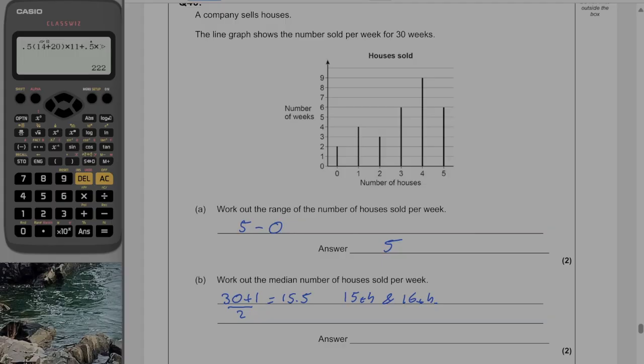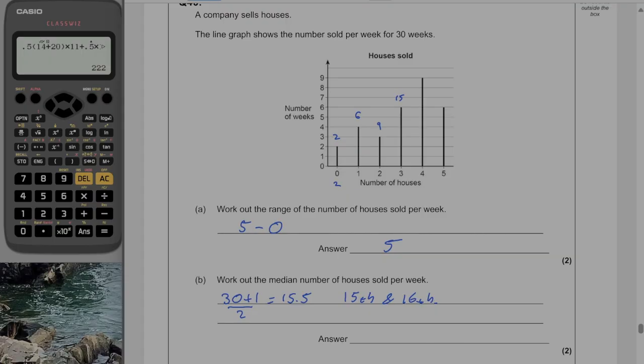So we've got 2 houses that are 0 or less. We've got 2 plus 4, we've got 6 houses that are 1 or less. We've got 6 plus 3 is 9 houses that are 2 or less. Plus 6, we've got 15 houses that are 3 or less.